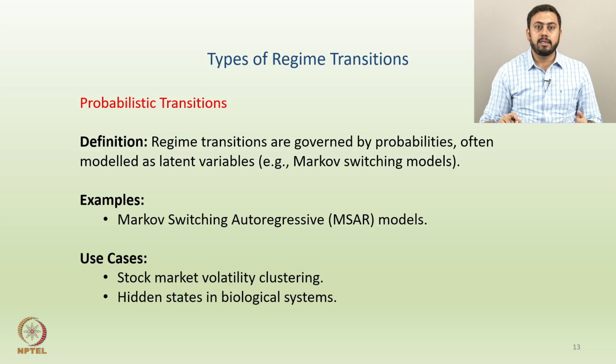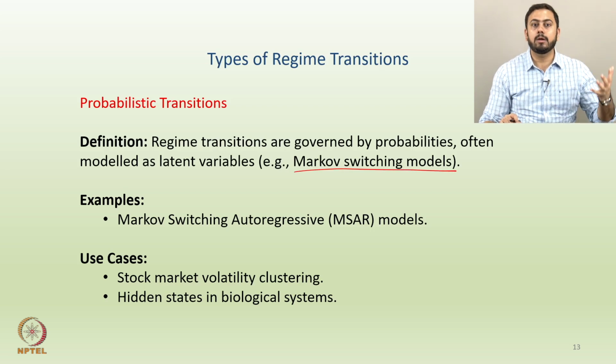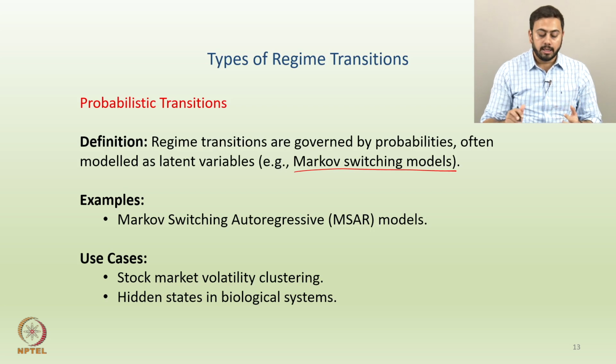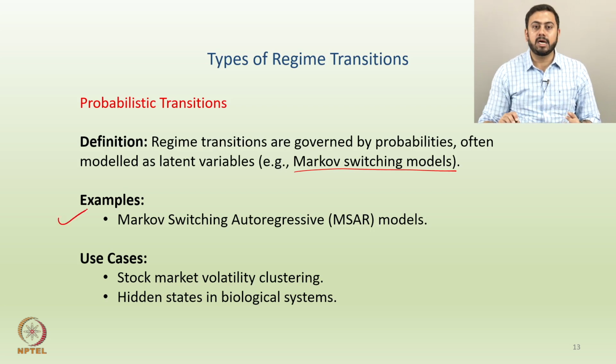The last kind of transition is probabilistic transitions, where regime transitions are governed by some probabilities, often modeled as latent variables. For example, the Markov switching model. In Markov switching models, the transition is neither abrupt nor smooth, but governed by external probabilities, where you have some external random variables in play, and these are called latent variables. One very useful model in this context is the Markov switching autoregressive, or MSAR, model. A couple of use cases could be stock market volatility clustering, or hidden states in biological systems, etc.